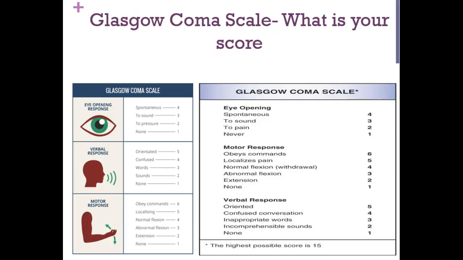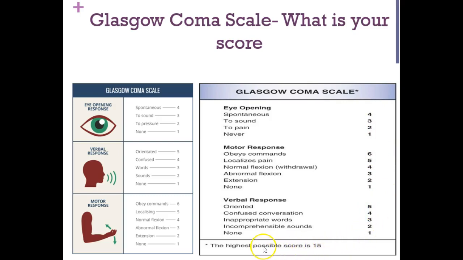I wanted to speak on the Glasgow Coma Scale. I put two scales here, and there's also one in your book, but this is the one that's more familiar to you in your book. Just know that the highest possible score is 15, so you will add the very first. Patient opens their eyes, motor response, they're able to follow commands, and then the verbal response, they're oriented. So that would be 6 plus 4 plus 5, which would give them 15.